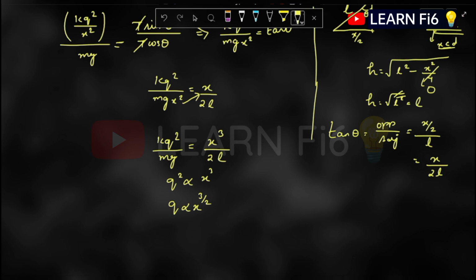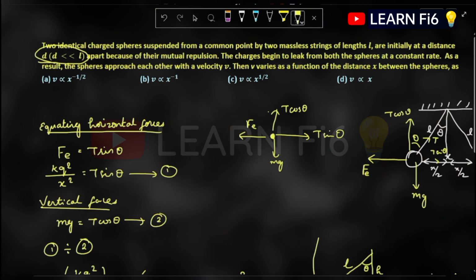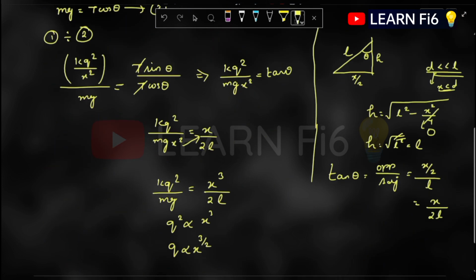Now just go back to the question again. You can see the charges begin to leak from both spheres at a constant rate. Read the question: the charges begin to leak at a constant rate. What do we mean by the constant rate? The rate of decrease in charge with respect to time is constant, which means dq by dt, the change in charge with respect to time, is constant. Okay, so this value is constant as per the question.